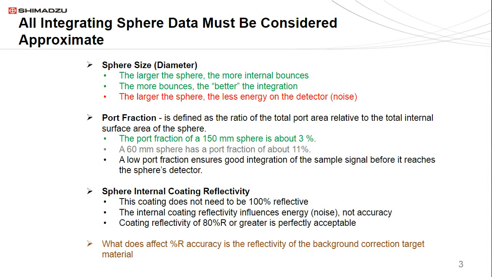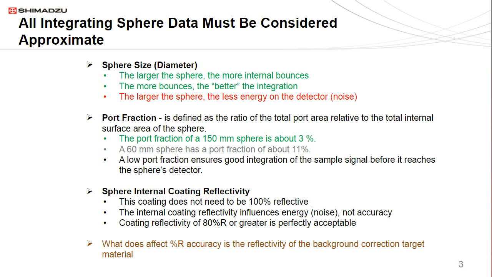Lastly, the coating material that's done internally inside the sphere. Unlike popular perception, the coating material does not have to be 100% reflective. No material is. The internal coating reflectivity influences energy or noise, not accuracy. So it doesn't matter if you have a barium sulfate sphere or a spectralon sphere, they will still have the same accuracy, but there will be differences in the noise. Typically, a coating reflectivity of 80% R or better is considered acceptable.